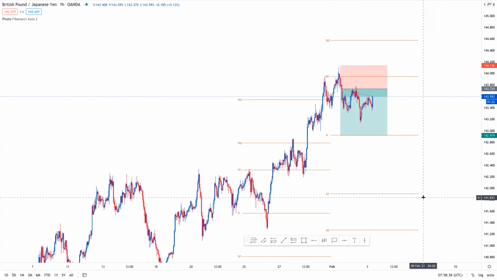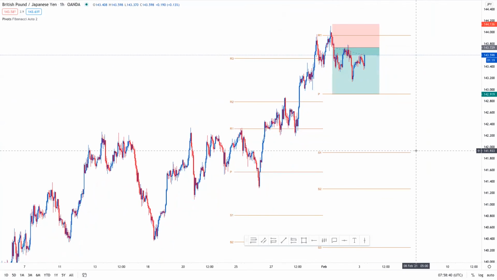So I don't trade this market a lot. Just started looking at it recently, but there was this beautiful setup which I thought it was wise for me to execute. So those are the setups I have for now.